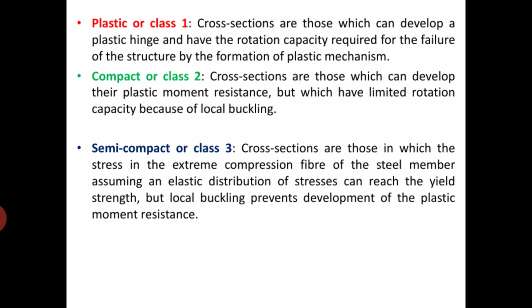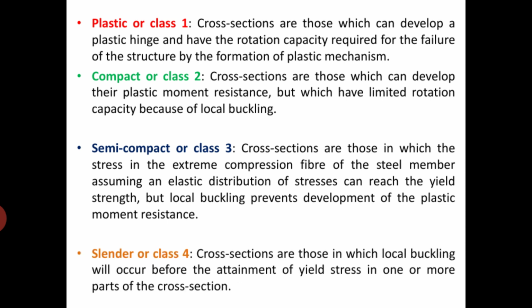And the third classification is semi-compact or class 3. In these sections, the cross sections are those in which the stress in the extreme compression fiber of the steel member, assuming an elastic distribution of stresses, can reach the yield strength, but local buckling will prevent the development of plastic moment resistance. Means after reaching the yield stress, the section or the element will buckle, which will prevent the development of plastic moment resistance. That is, those sections are called semi-compact sections.